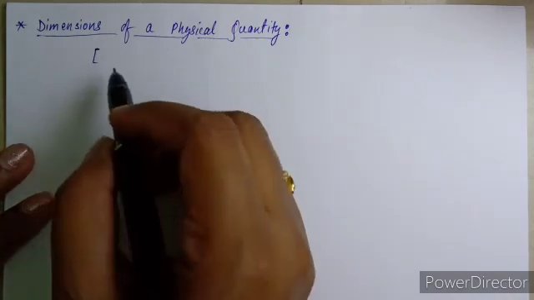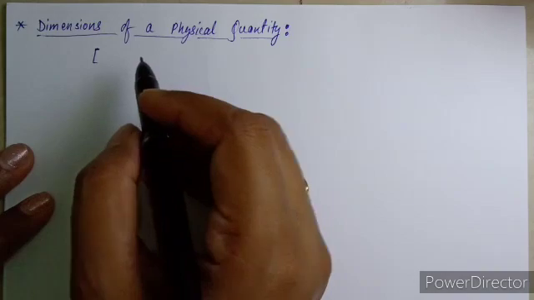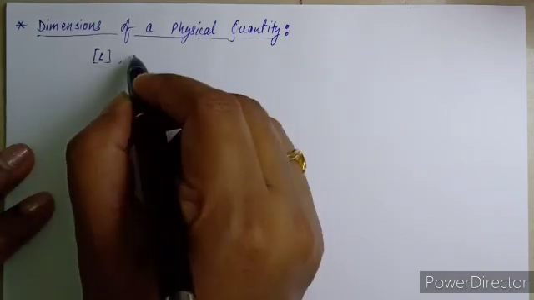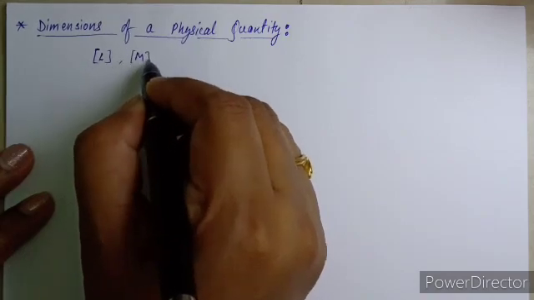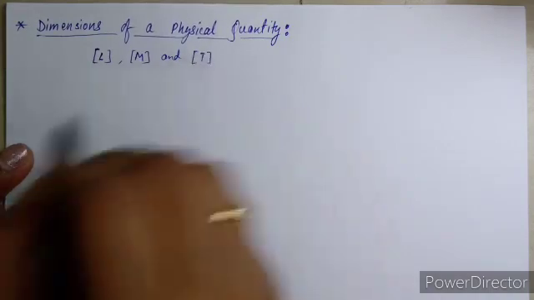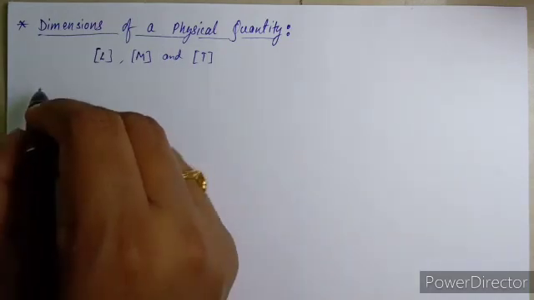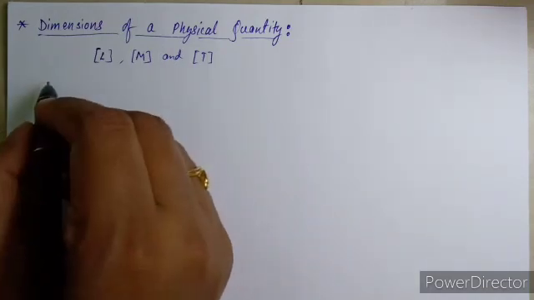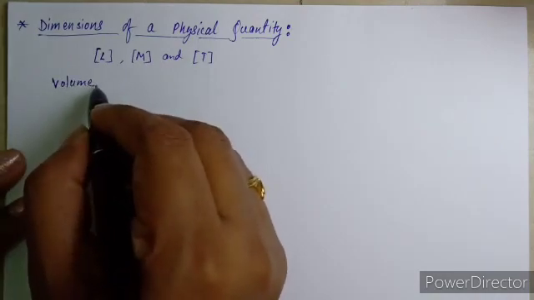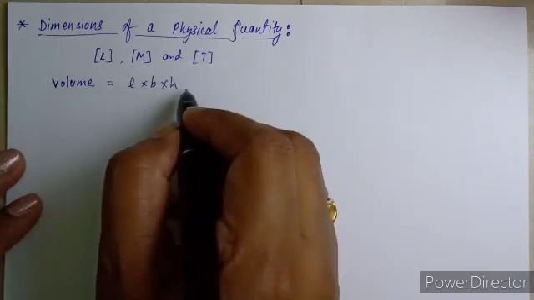In mechanics, all the physical quantities can be written in terms of the dimensions length, mass, and time. Let us take one example of volume. Volume, as we all know, is length into breadth into height.